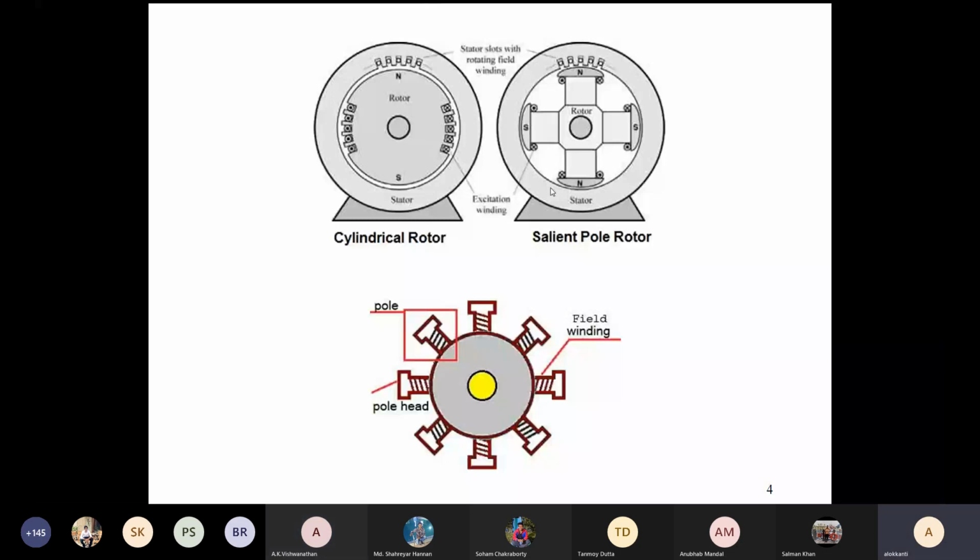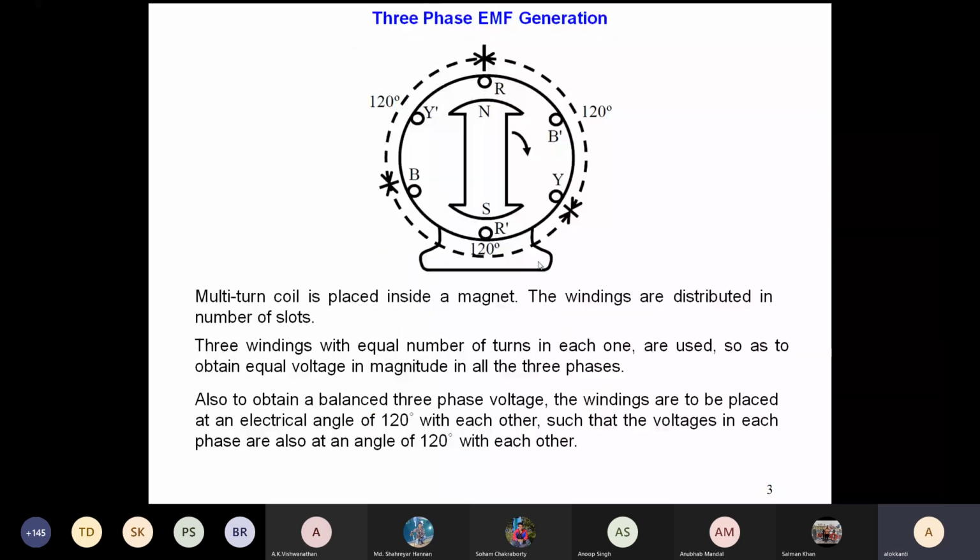Sir, what are those five dots in the salient pole rotor figure, above the North Pole? That is the stator slots. You see it written, stator slots. That is the one that is static. The rotor is moving, so the outer one is static, and inside is the rotor moving. Those are basically the conductors in the stator, the R Y B, spread out throughout the stator.